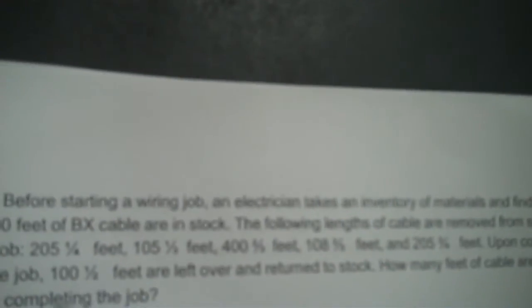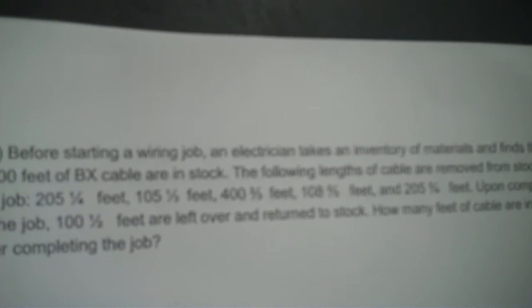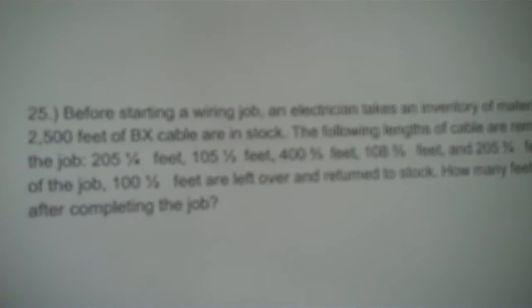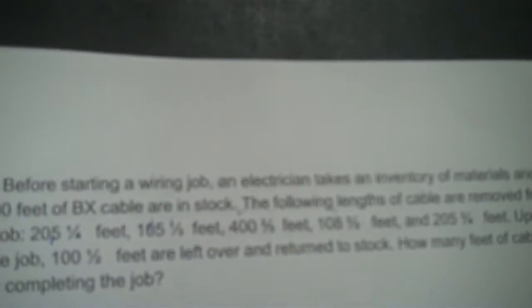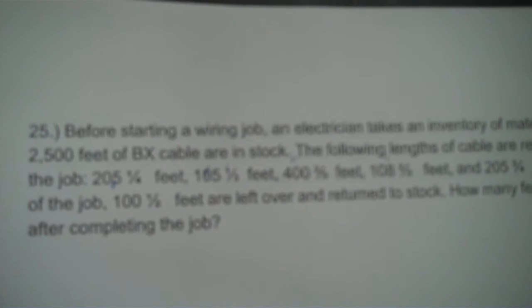Alright, number 25. Before starting a wiring job, an electrician takes an inventory of materials and finds that 2,500 feet of BX cable are in stock. The following lengths of cable are removed from stock for the job: 205 and 1/4, 105 and 1/3, 400 and 2/3, 108 and 2/3, 205 and 3/4 feet. After they complete the job, they take 100.5 of those feet and return them to stock. How many feet of cable are in stock after completing the job? Relatively easy problem.